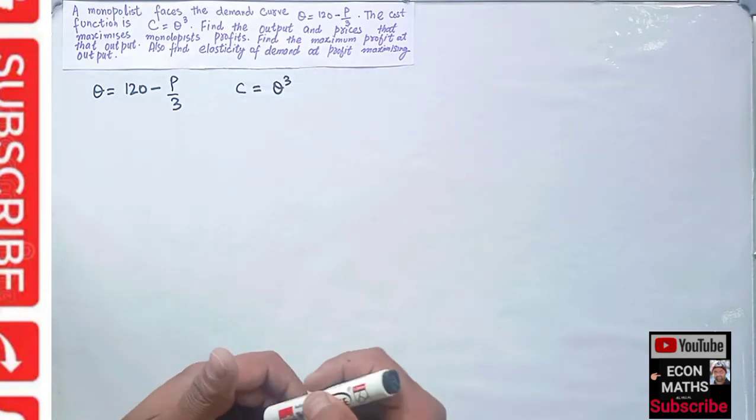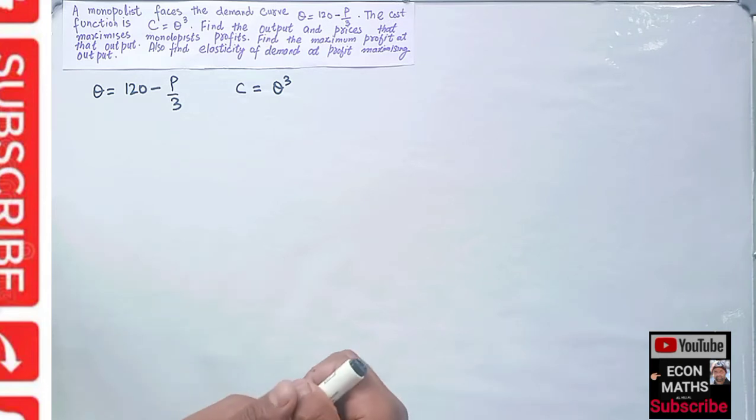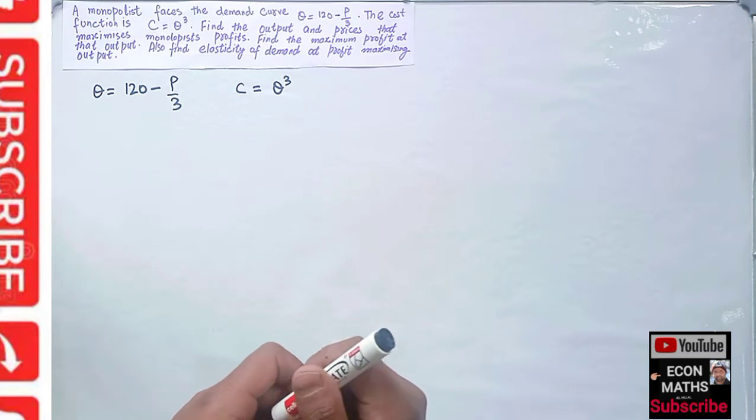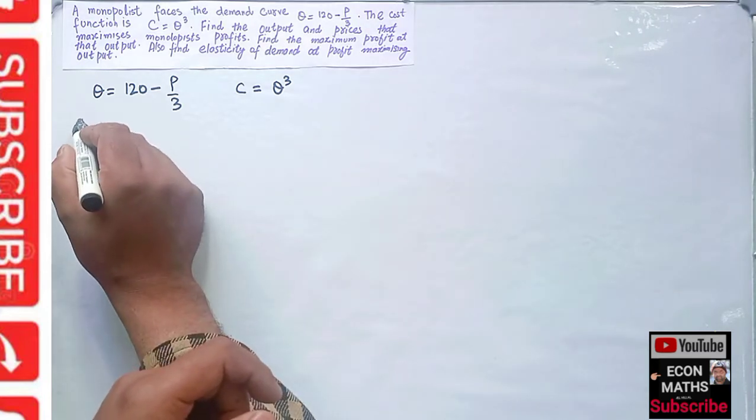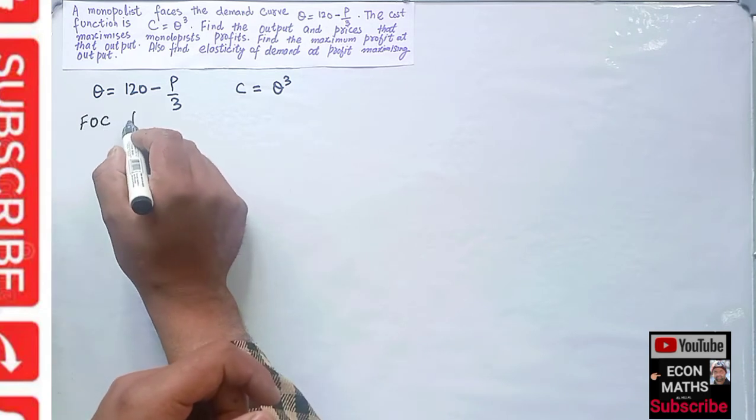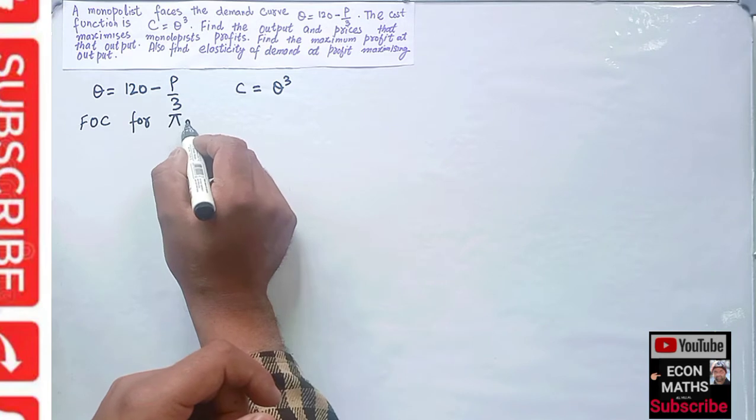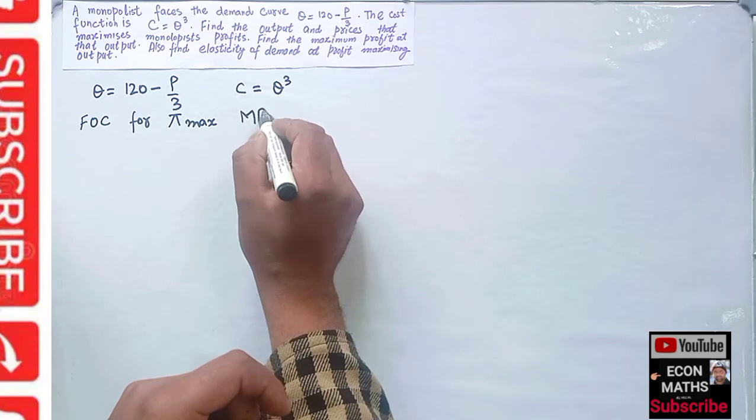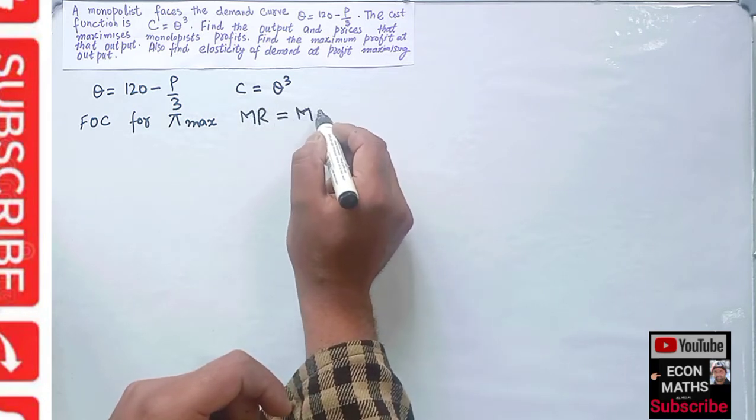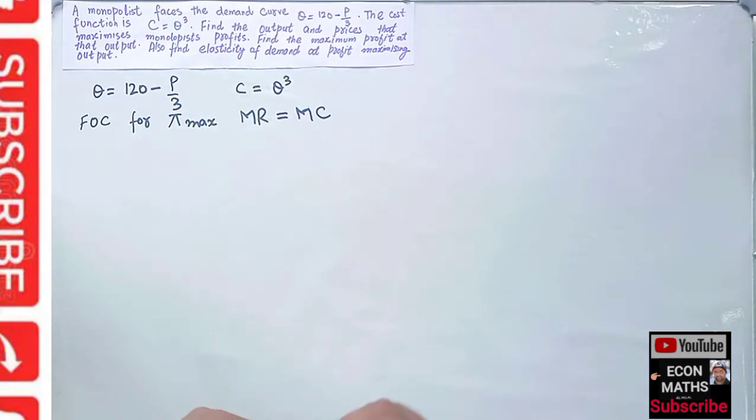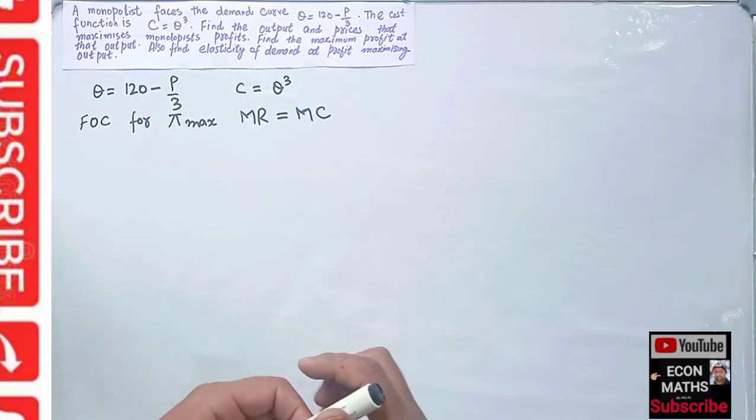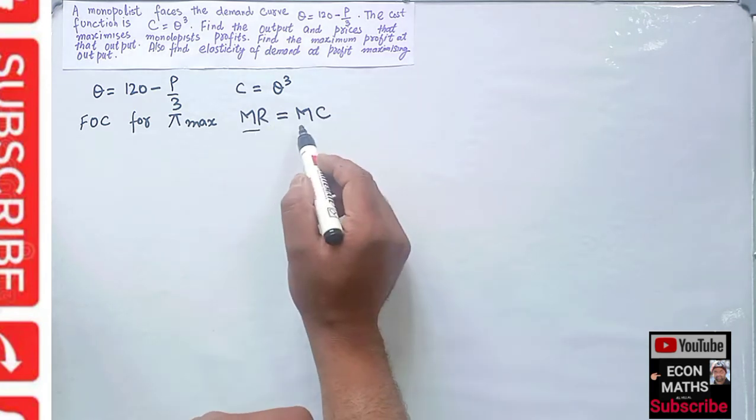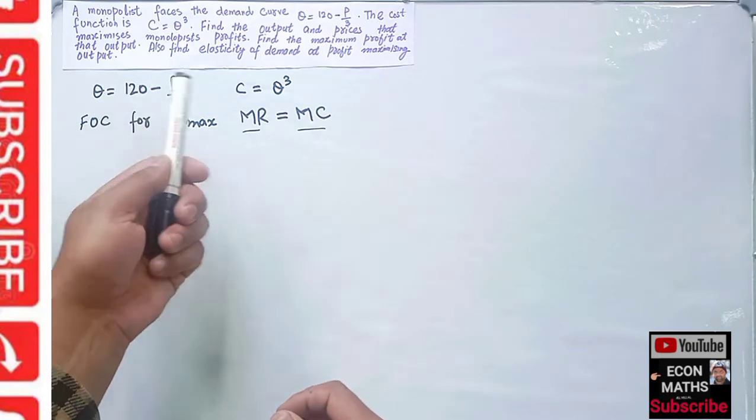Okay, first, as we know, the first order condition for profit maximization is that marginal revenue should be equal to marginal cost. I will write that down. So what we have to find out first is the marginal revenue and marginal cost, but we are given only the demand curve and total cost.